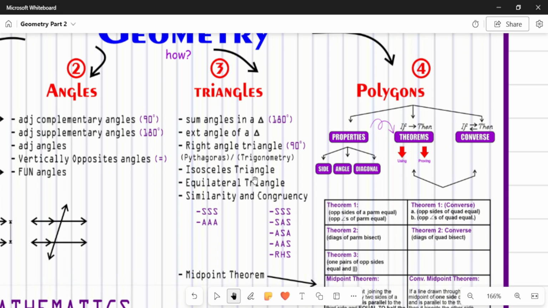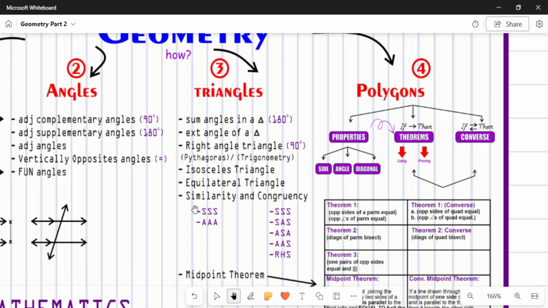Then we have isosceles triangles. We have equal angles opposite equal sides, or we have equal sides opposite equal angles. Then we have equilateral triangles, which states that if all sides are equal, then the interior angles have to be 60 degrees. Or if the interior angles are 60 degrees, then all of the sides have to be equal.